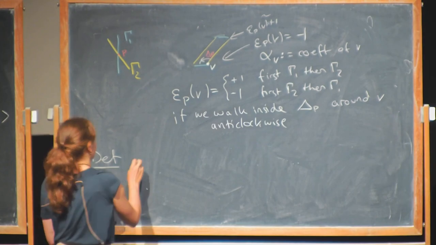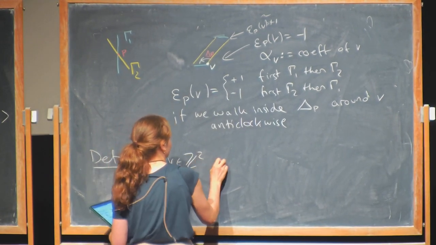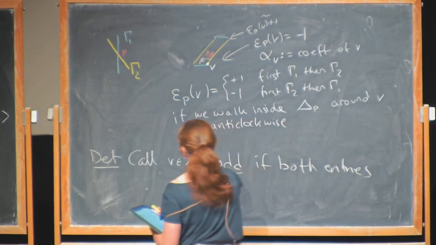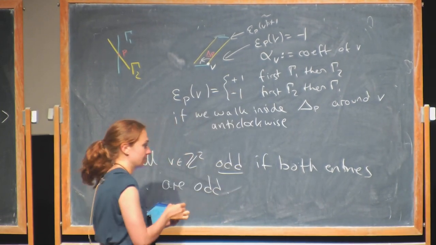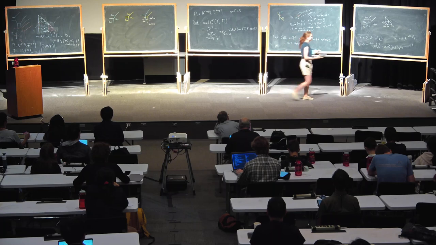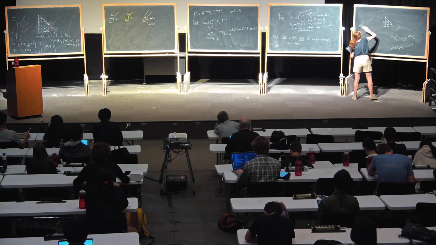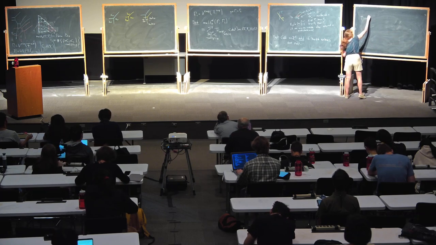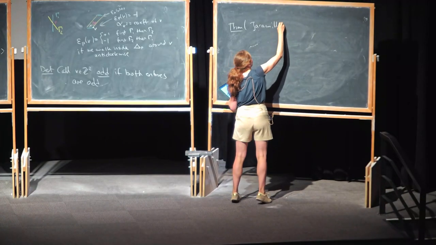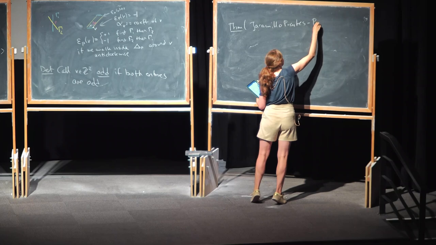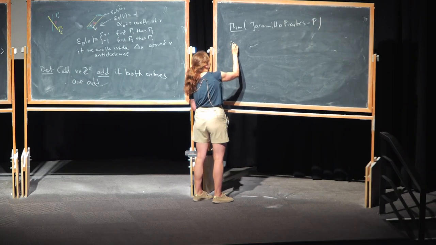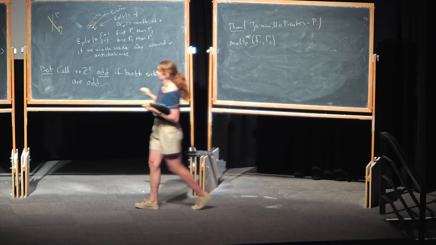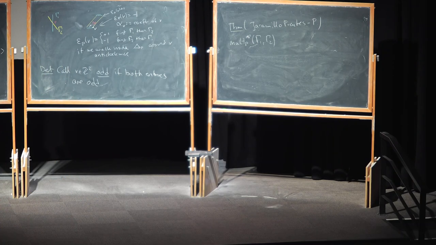Another definition: call v a lattice point odd if both entries are odd. And now I can state the theorem. This is joint work with Andres Jaramillo Puentes. And it says that this A1 intersection multiplicity, this one here, can be identified with the following rule.